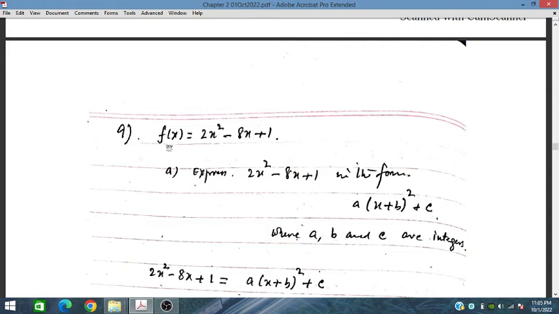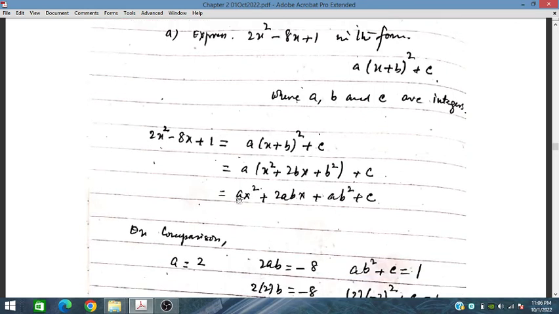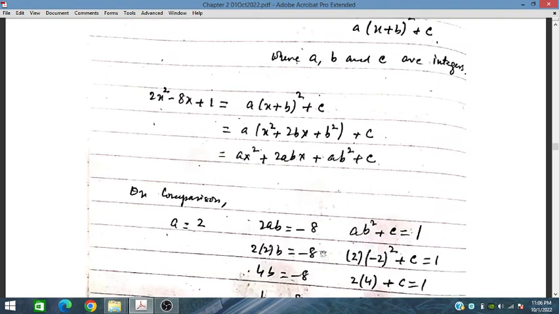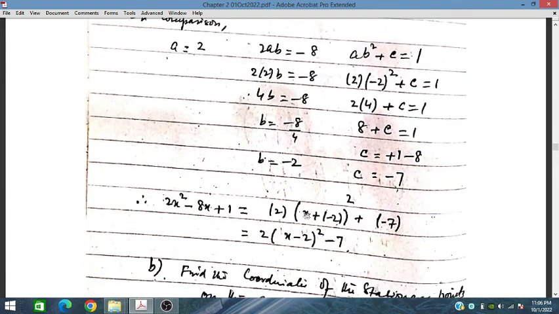From the equation f(x) is equal to 2x minus 8, we have to express this in this form, where a, b, c are integers. So we'll expand this in this form and we'll compare. On comparison, we have obtained a, b and c as this.